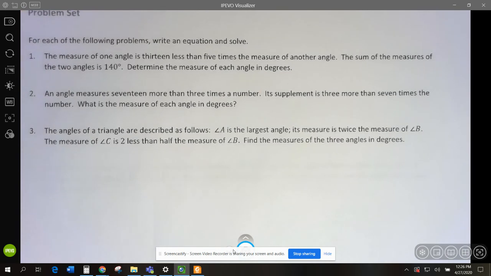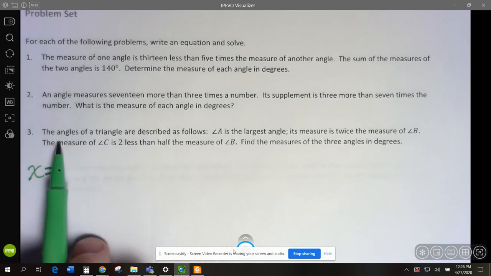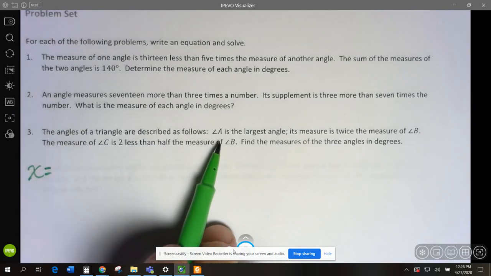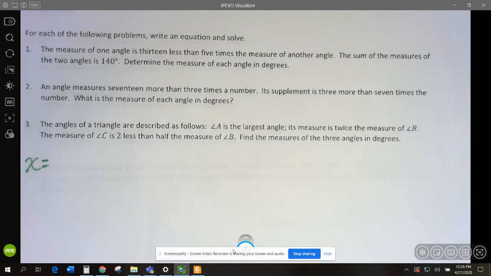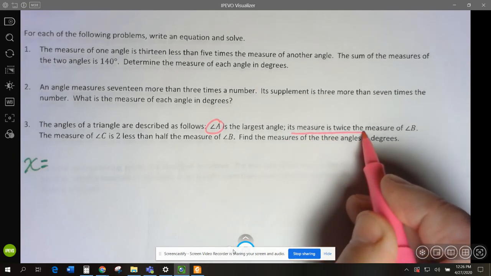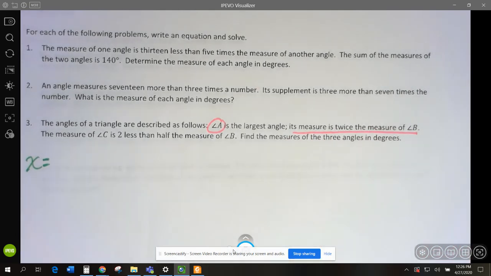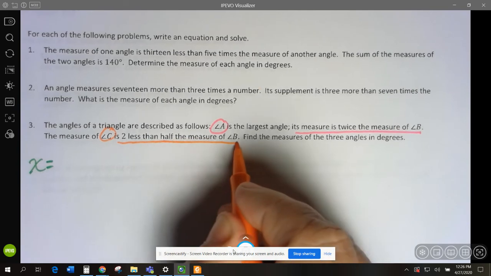So first we've got to kind of figure out what we're going to use for x. So let's figure out what x is going to equal. The angles of a triangle are described as follows. A is the largest angle and it measures twice the measure of B. So A is twice the measure of B. And we have C, which is 2 less than half the measure of B.